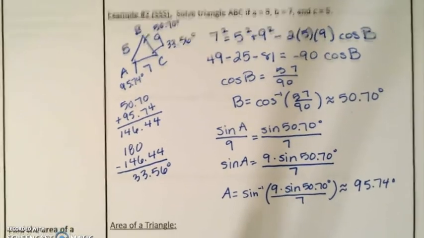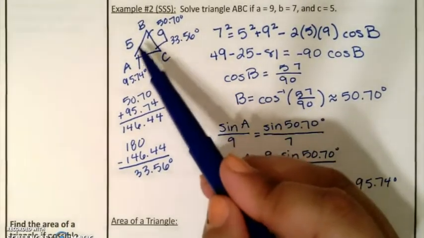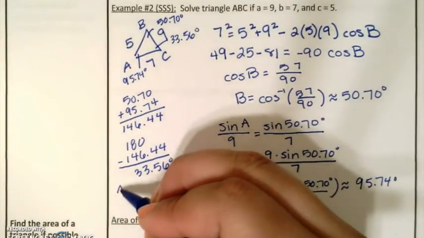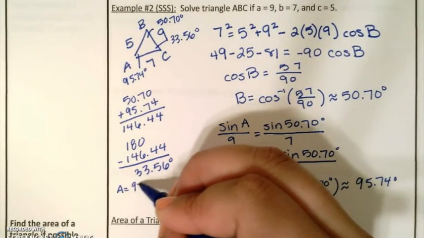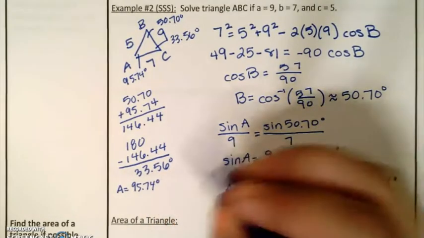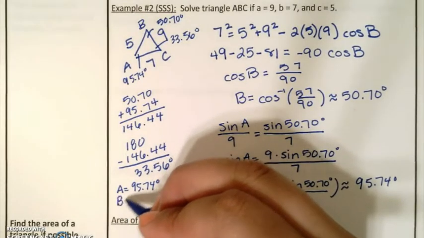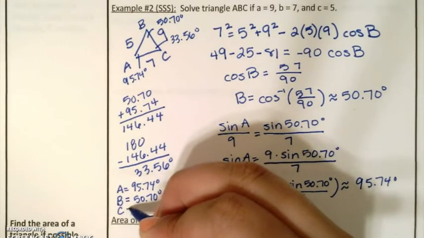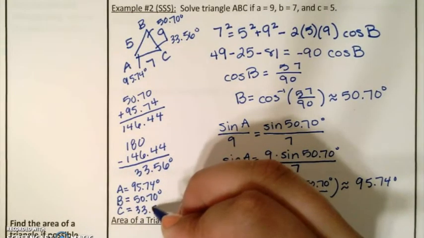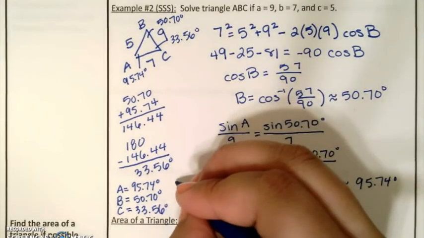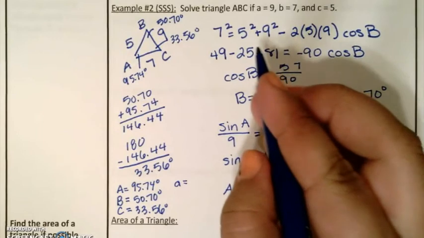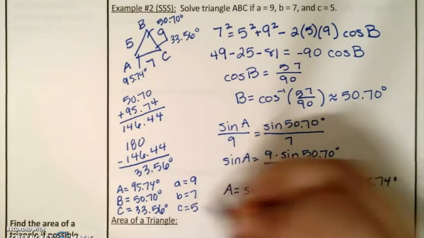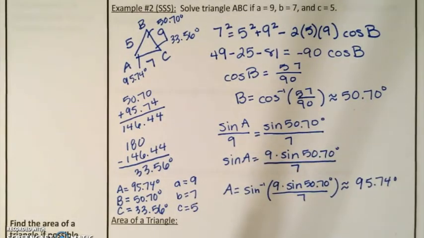All right, I've written all of the solutions in this triangle, but it's nice to rewrite them. So we will say A equals 95.74 degrees, B equals 50.70 degrees, C equals 33.56 degrees. Our side lengths A we're given is 9, B is 7, and C is 5 for the final solutions.